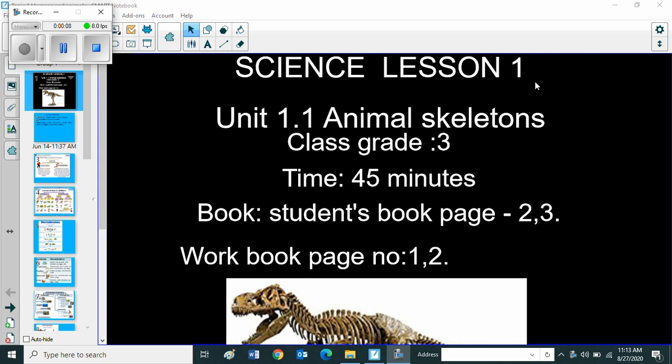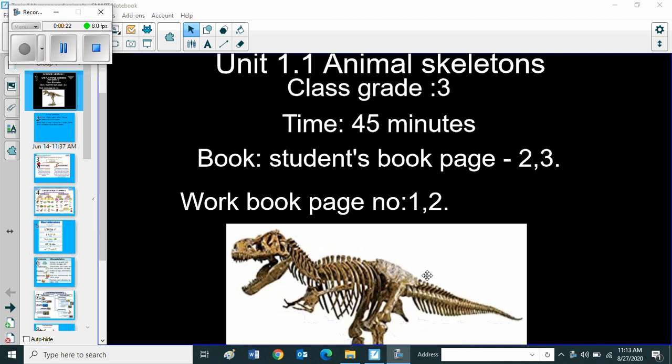Science Lesson 1, Unit 1.1, Animal Skeletons. Class Grade 3, Time 45 minutes. Book, Students' Book, page 2 and 3. Workbook, page number 1 and 2.